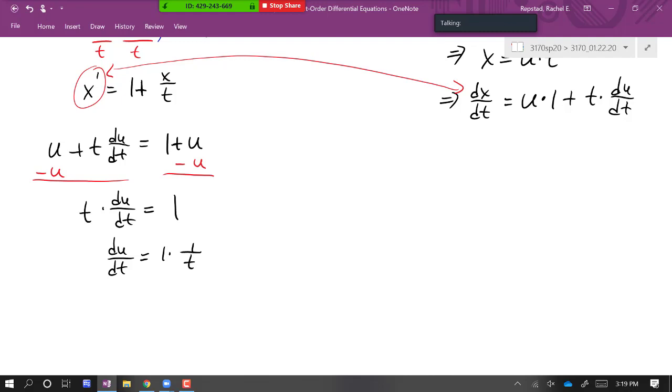du equals dt over t. So we have separated the variables.